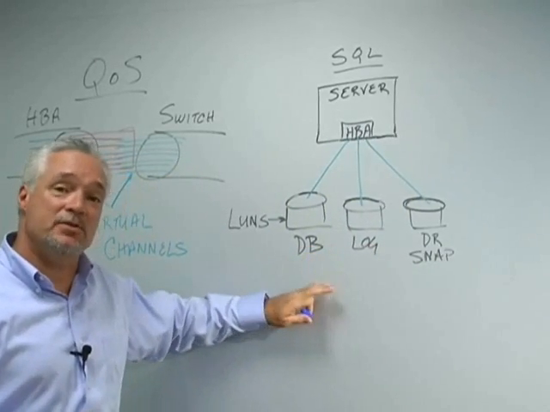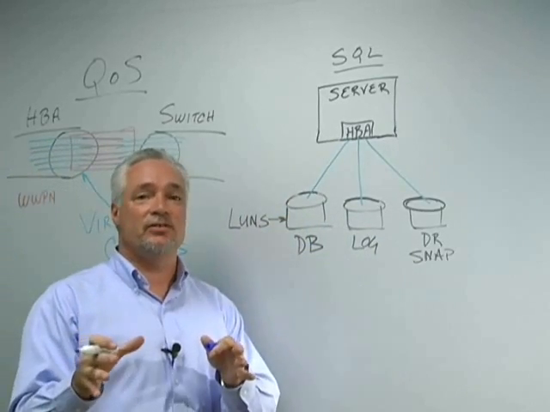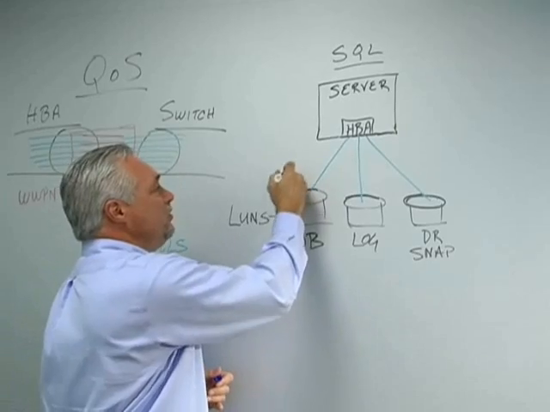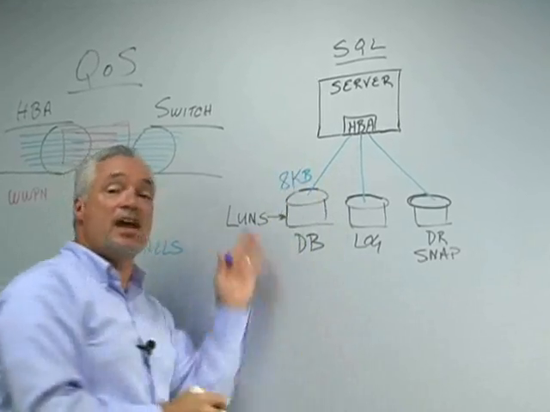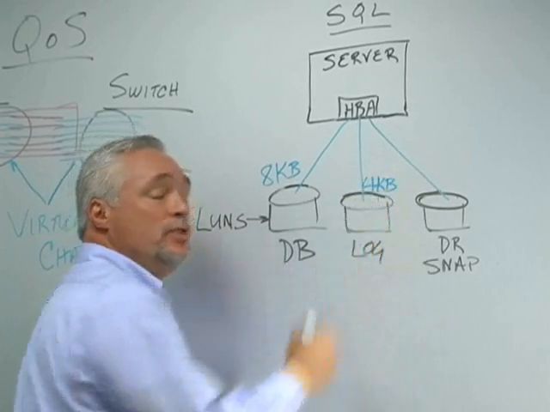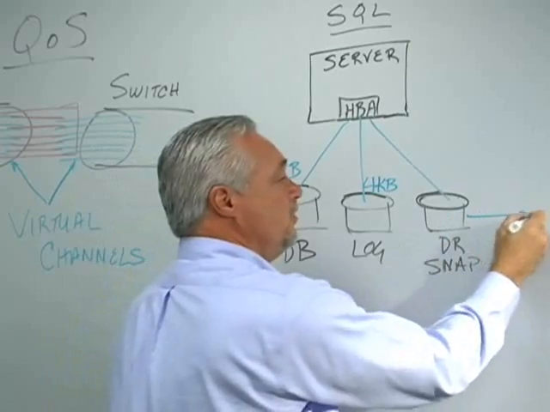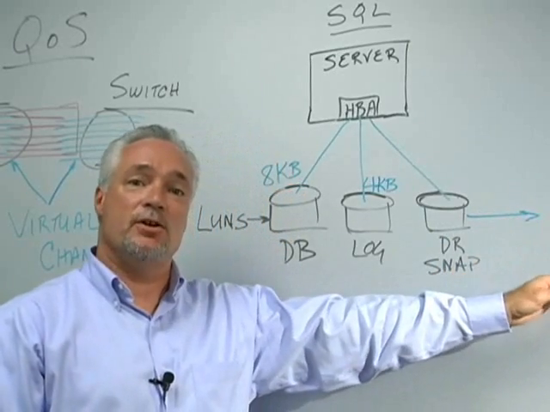The problem that happens here is that these 3 different LUNs have 3 different characteristics. This guy's block sizes could be 8K block sizes, on average 8K block sizes. This guy's could be 4K or 2K. And this guy's just streaming because he's going to talk to somebody else off-site as a snap mirror for disaster recovery.